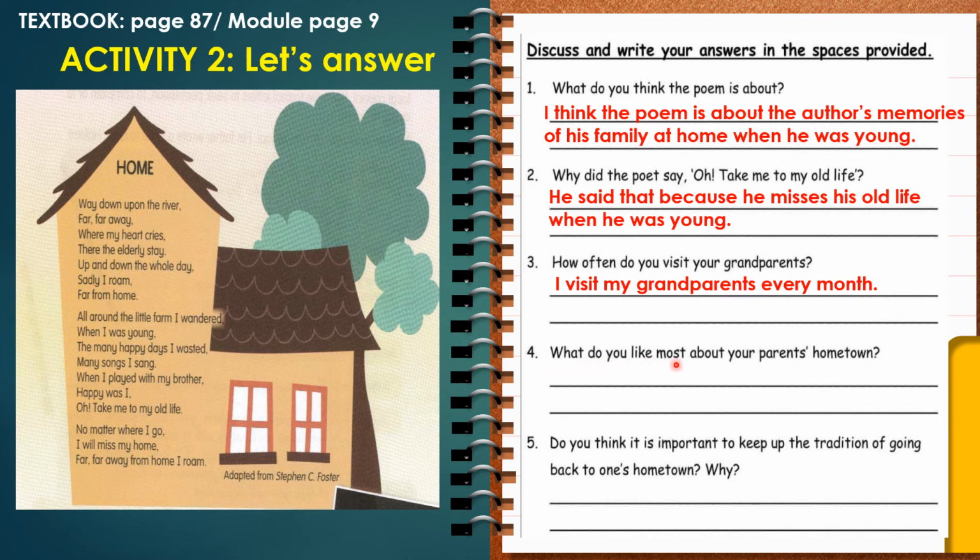Okay, let's proceed with number 4. What do you like most about your parents' hometown? For this question, you may write your own answer. I give you one example: I like the beautiful view of my parents' hometown. Or you can say, I like the food that my grandmother cooks. So you can write anything for this question.